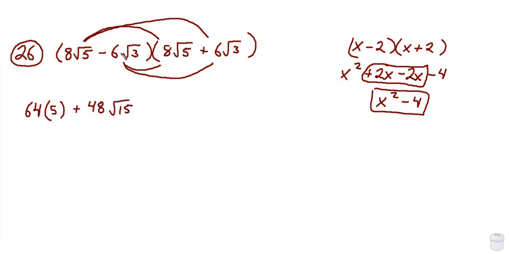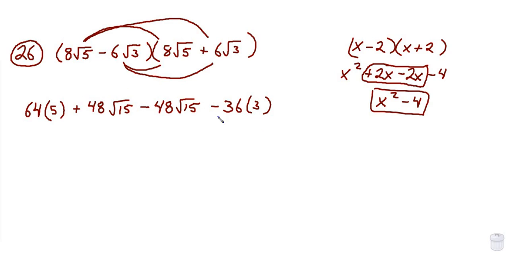All right, now go to distribute our negative 6 square roots of 3. So negative 6 square roots of 3 times 8 square roots of 5, that's going to be minus 6 times 8 is 48. And square root of 3 times square root of 5 is square root of 15. And then finally distribute negative 6 square roots of 3 with positive 6 square roots of 3. Negative 6 times positive 6 is going to give me negative 36. And square root of 3 times square root of 3 is 3.